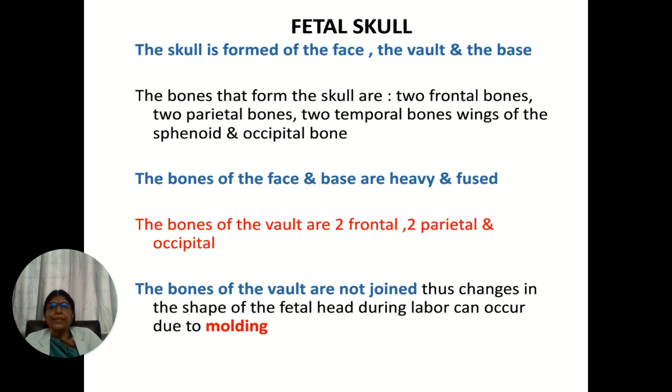The bones of the face and the base are heavy and fused, but the bones of the vault are the 2 frontal bones, the 2 parietal bones, and the occipital bone. Between both the frontal bones lies the frontal suture. Between both the parietal bones lies the sagittal suture, and between the parietal bone and the occiput is the occipital suture.